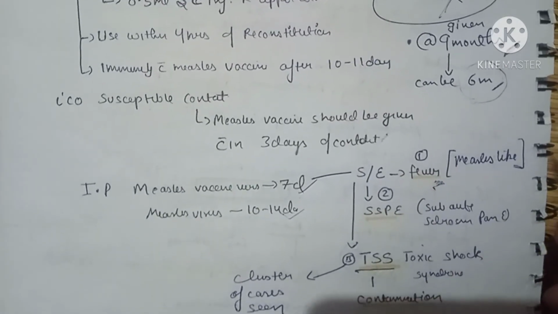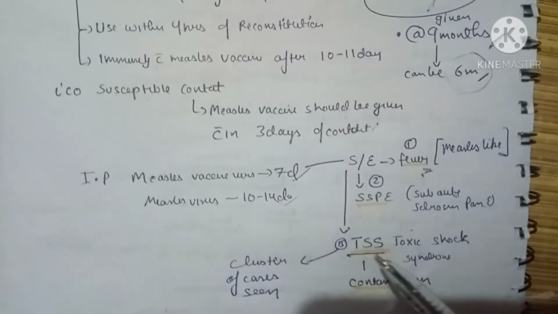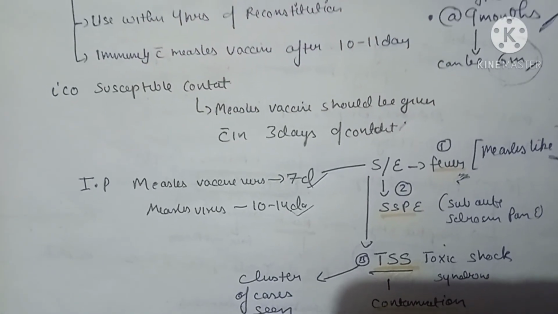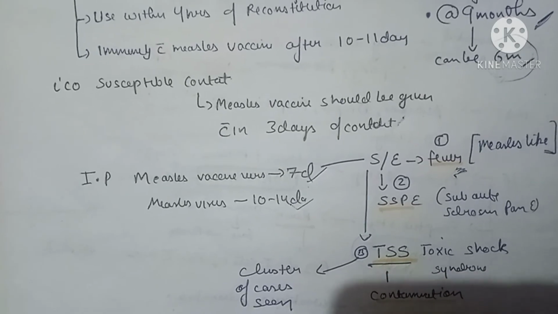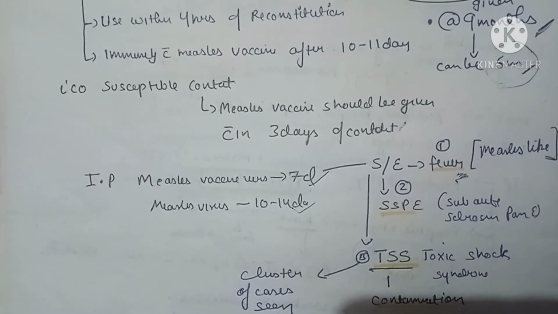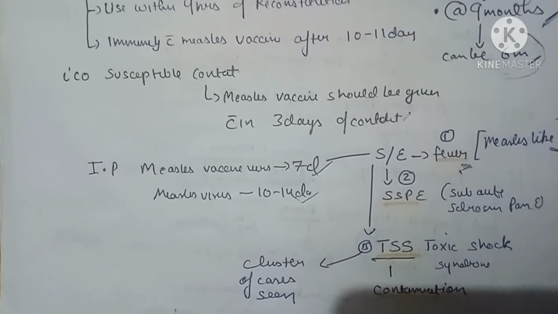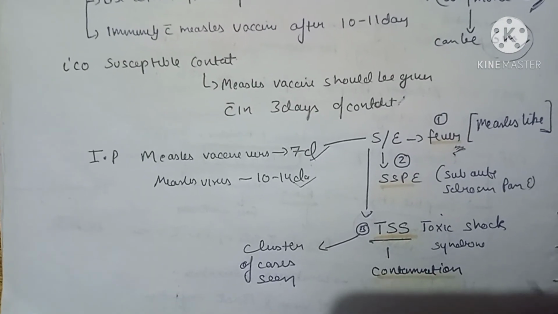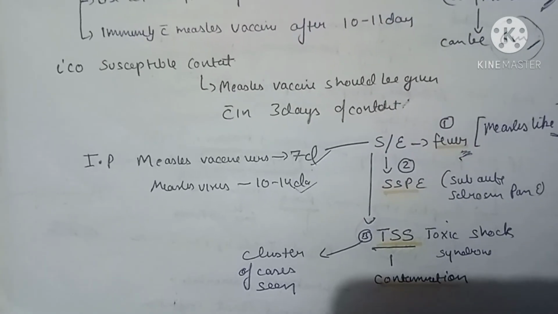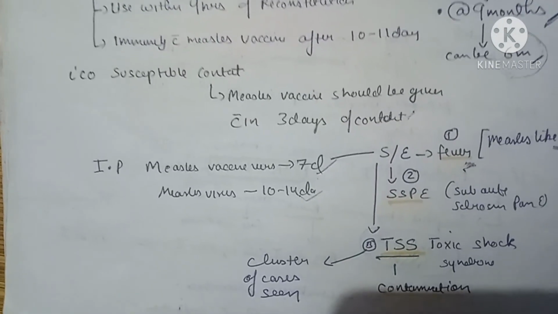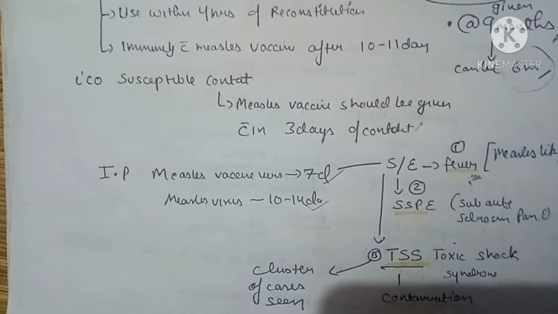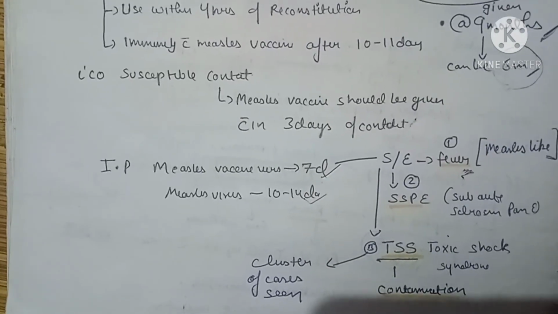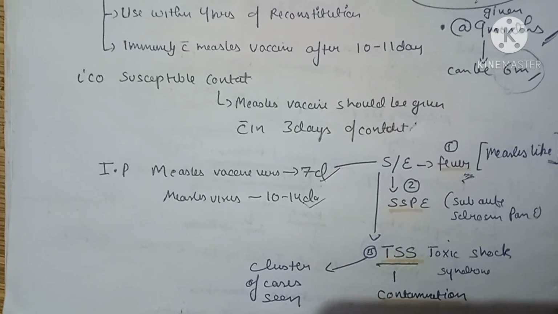But another side effect that we are worried about is toxic shock syndrome. This toxic shock syndrome occurs due to contamination, for example if the vial is used after 4 hours, means it has lost its potency but is still being used. In cases of toxic shock syndrome, we will see a cluster of cases because a large number of children will be affected. Another complication is subacute sclerosing panencephalitis. So this is what we needed to know about measles.